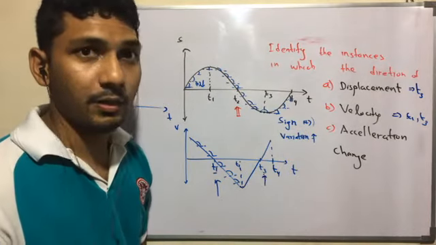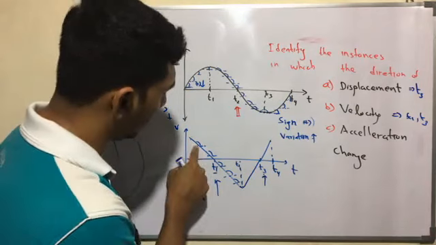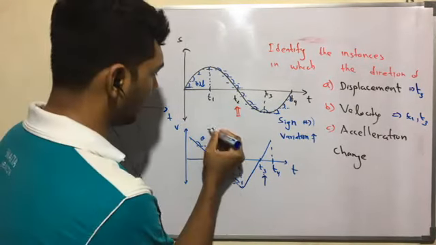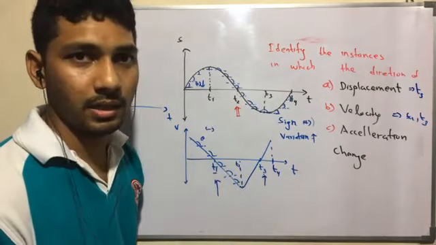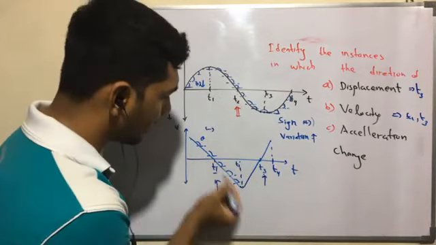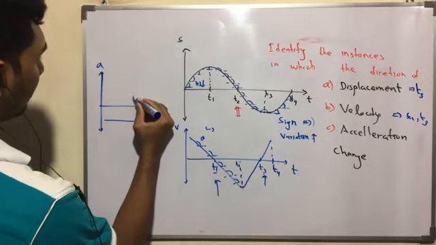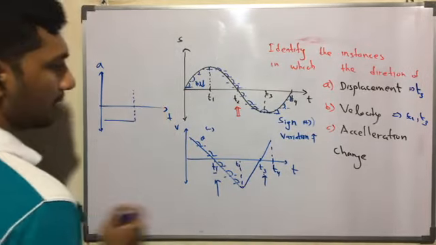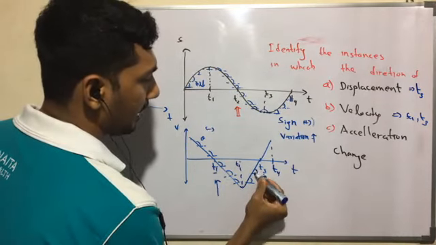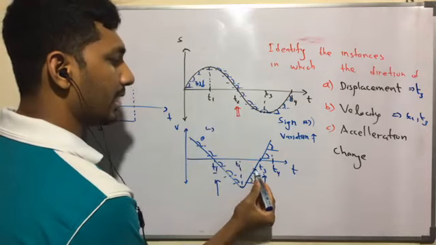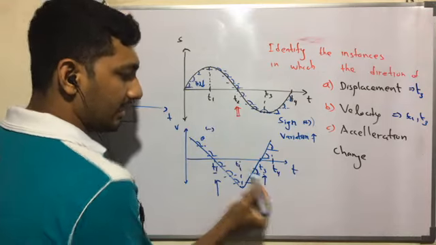To see the gradient, we go for tan theta. So this theta, the angle is obtuse. So it is a negative gradient. And this is a straight line, so the gradient is constant. So negative gradient, constant. And then on this side, for the gradient, we should always draw the horizontal line and see the angle on this side.